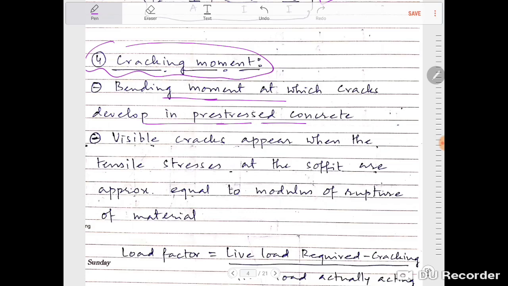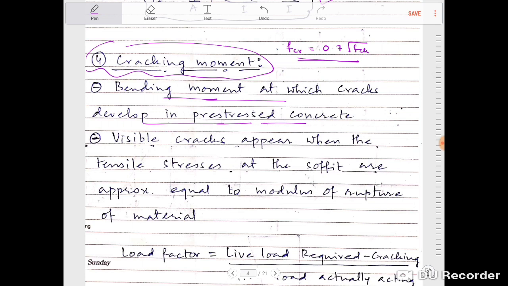So the bending moment at which cracks are going to develop in the pre-stressed concrete is going to be the cracking moment. Now cracks are going to develop when your bottom fiber is in tension, and that tensile stress which appears at the bottom crosses your allowable stress value of concrete in tension. What is the allowable stress value of concrete in tension? That will be given by the modulus of rupture. Okay, generally we give the FCR value as 0.7 root FCK. If I am not wrong, this is the formula that we use in RCC. FCR is nothing but rupture stress.